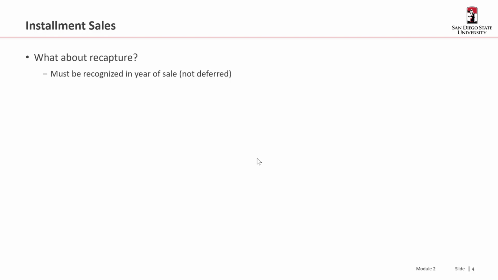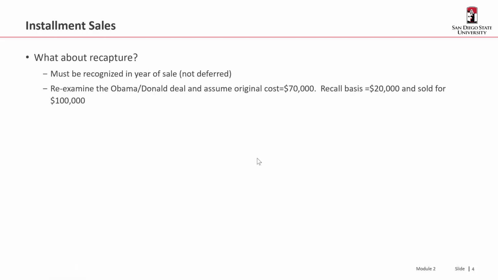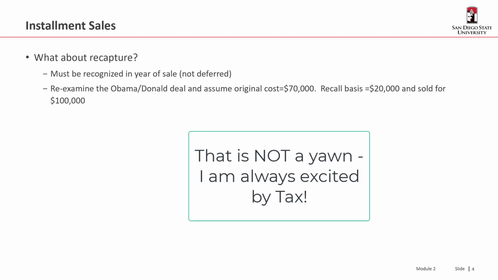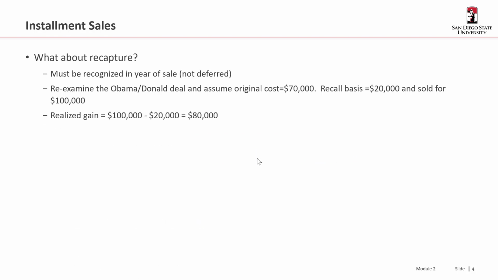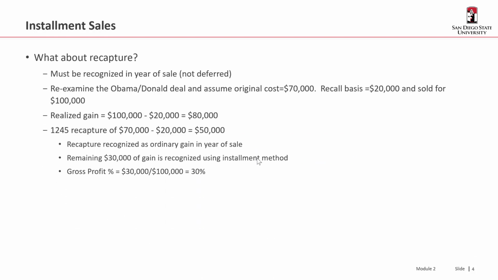So again, recapture must be recognized in the year of sale. That means you can't defer it. So if we relook at this deal, we assume an original cost of 70,000. Recall the basis was 20. It was sold for 100. The implication is that he's had $50,000 worth of depreciation. That's the original cost down to the adjusted basis that currently exists.